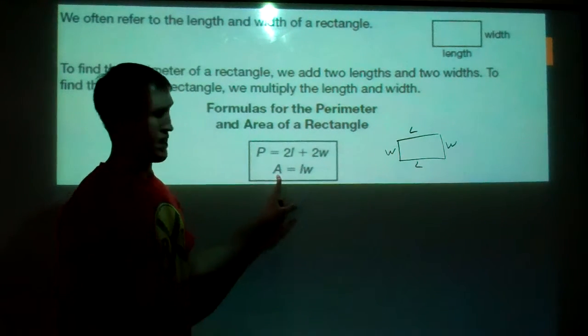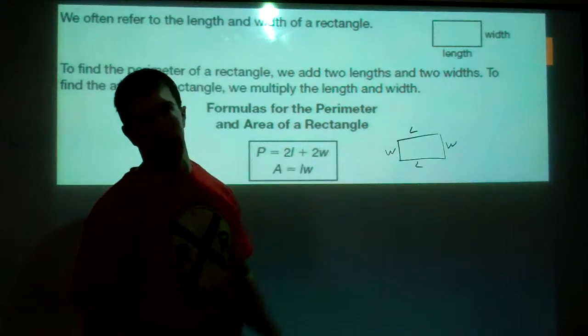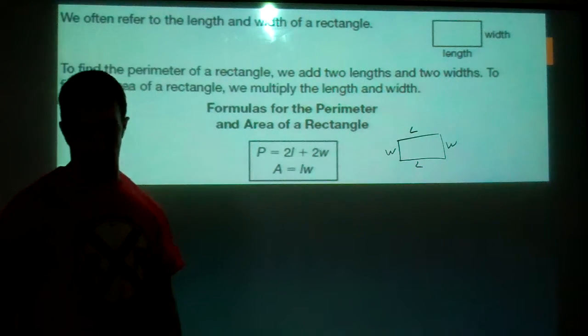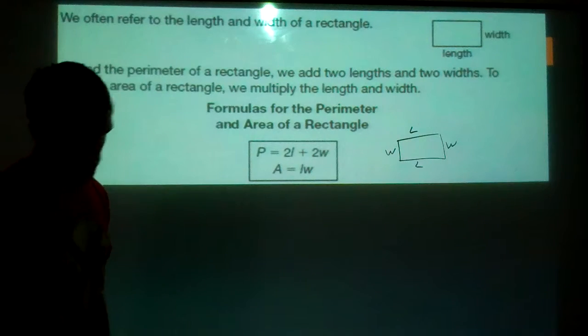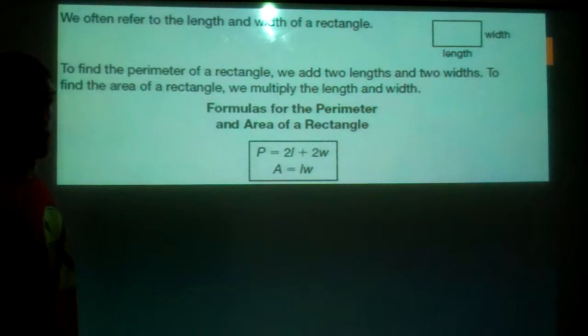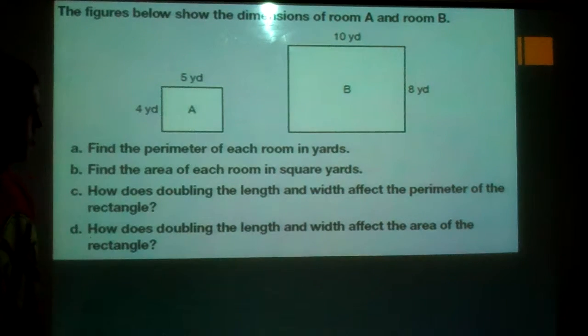Area, just like we saw in the last problem, is length times width. We'll just take length times the width, and that should give us the area. And once again, remember, square units for area. Alright? So, we'll move on. This is in their book, and it's also on my wall in the classroom. Let's take a look at this problem.